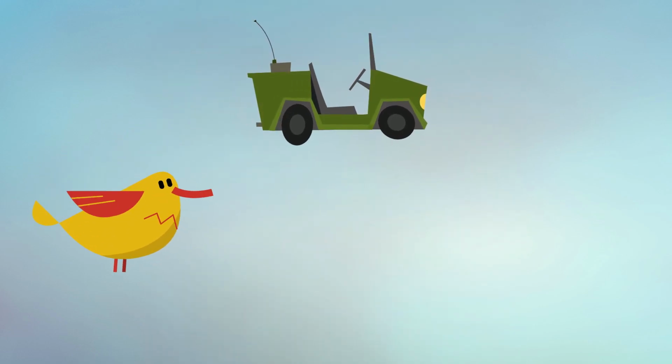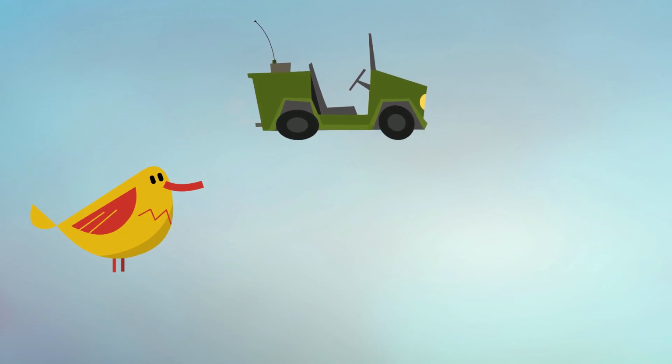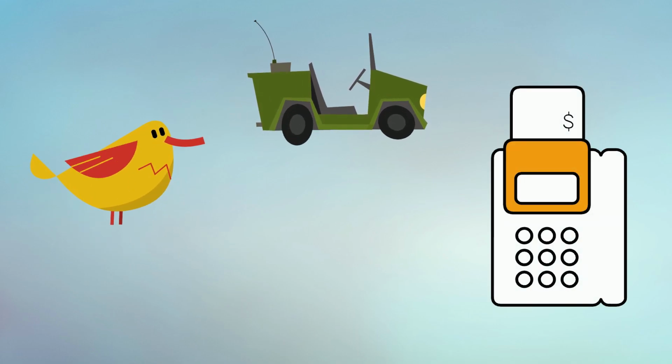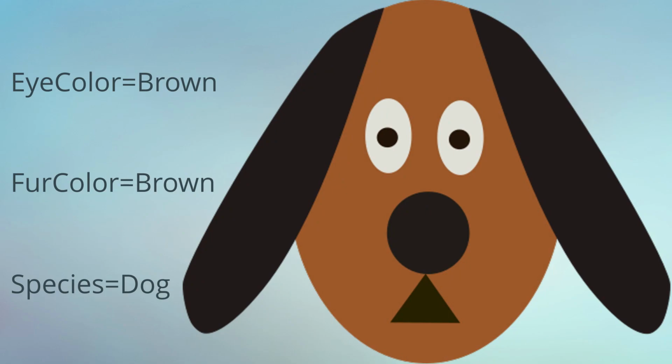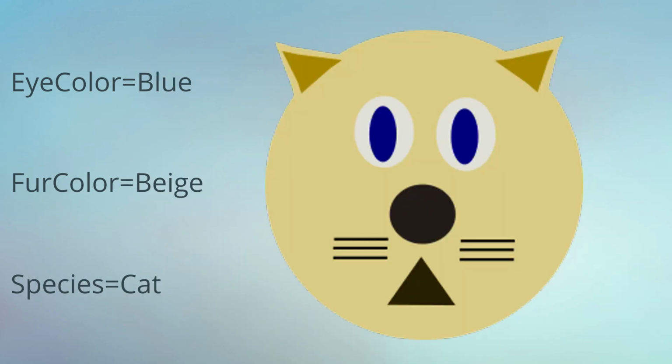or it can be something a bit more abstract, like an online banking transaction. A class has attributes or properties. Using our animal example, we can define properties like eye color, fur color, the type of animal it is, or the breed.